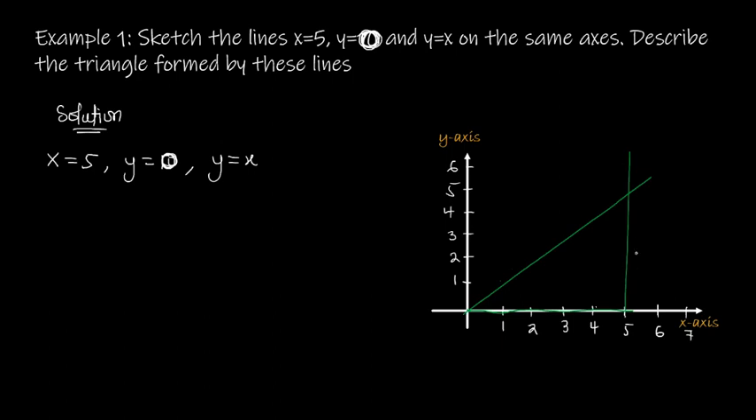Okay, so this is our line x is equal to 5. This is our line y is equal to 0, and this is our line y is equal to x over here. Alright, so this is the triangle that we have. We can see that from the triangle, this is a right angled triangle. Since this is a straight horizontal line, this is a straight vertical line, and this is a diagonal line cutting the both of them. So this would be a right angle triangle. So the triangle formed over here will be an isosceles right angled triangle.